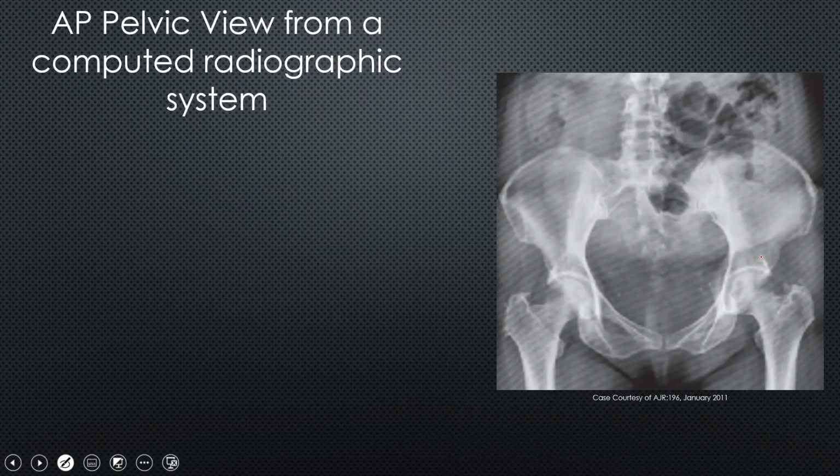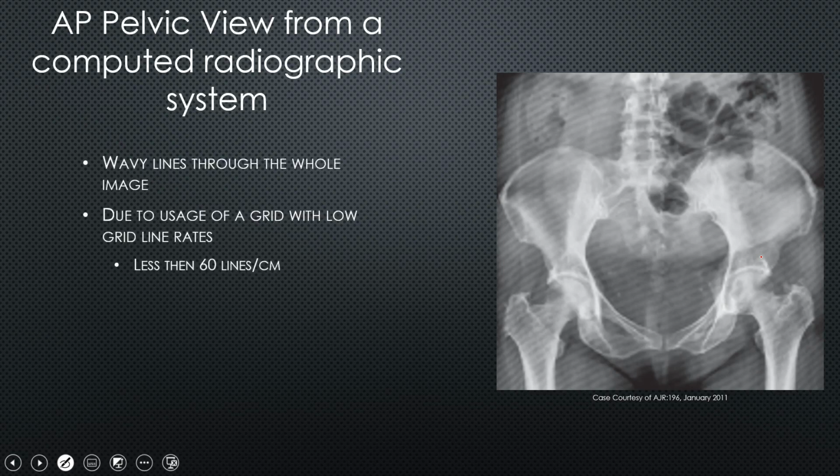Here we have another example from a computer system. This is an A to P pelvic view. And you can see that there are these diagonal wavy type lines traversing through the entire image. This is due to using a grid with too low grid line rates. So this is less than 60 lines per centimeter. So having a good grid system is important.